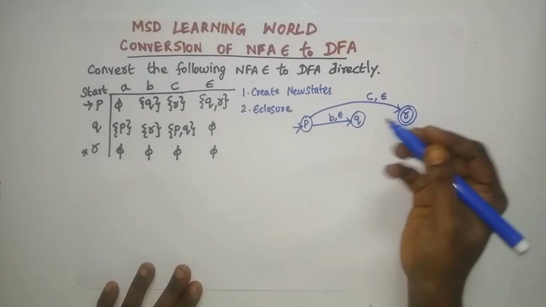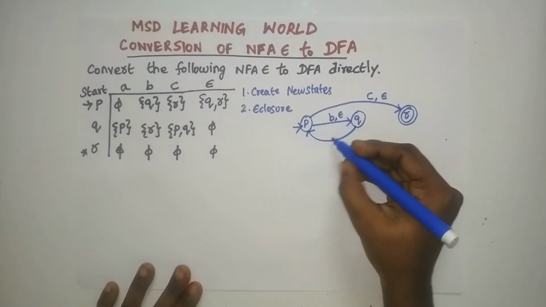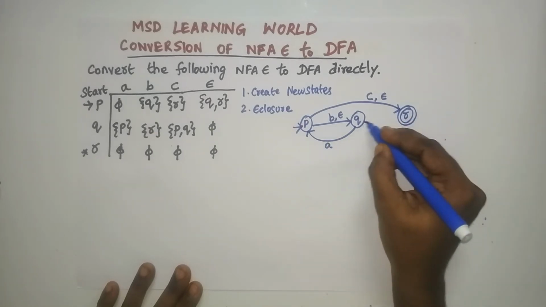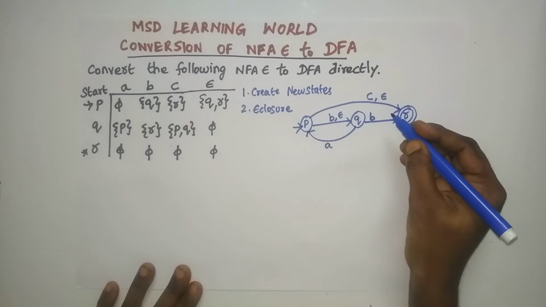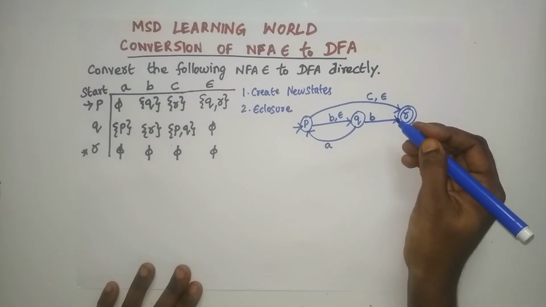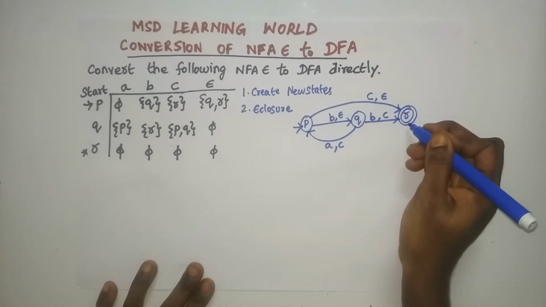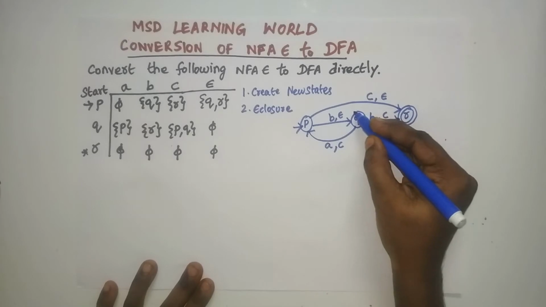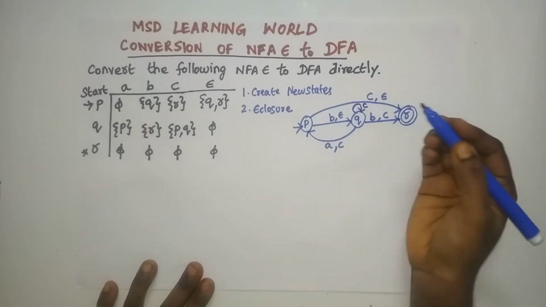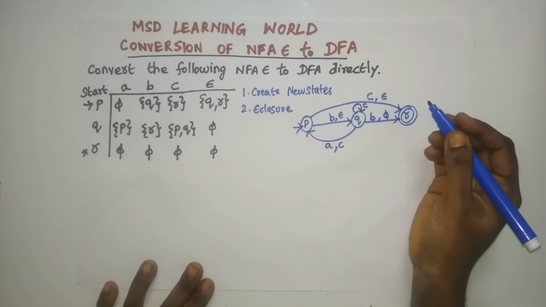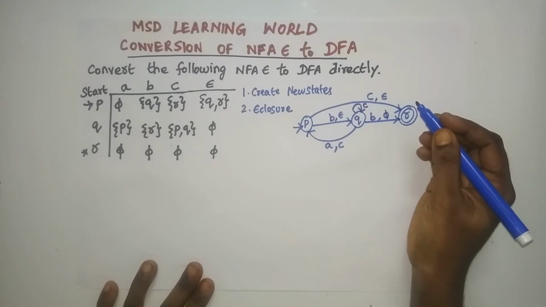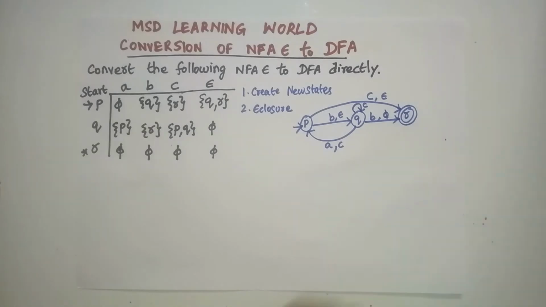Now Q on A it is going to the state P, and Q on B it is going to the state R, and Q on C it is going to the state P as well as to Q. So Q on C goes to the state P as well as to the state Q. So you will have a self loop here. Now Q on epsilon it is empty, and R on epsilon it is empty, and R does not have transition for A, B or C. So first you have to create the transition diagram for the given problem.